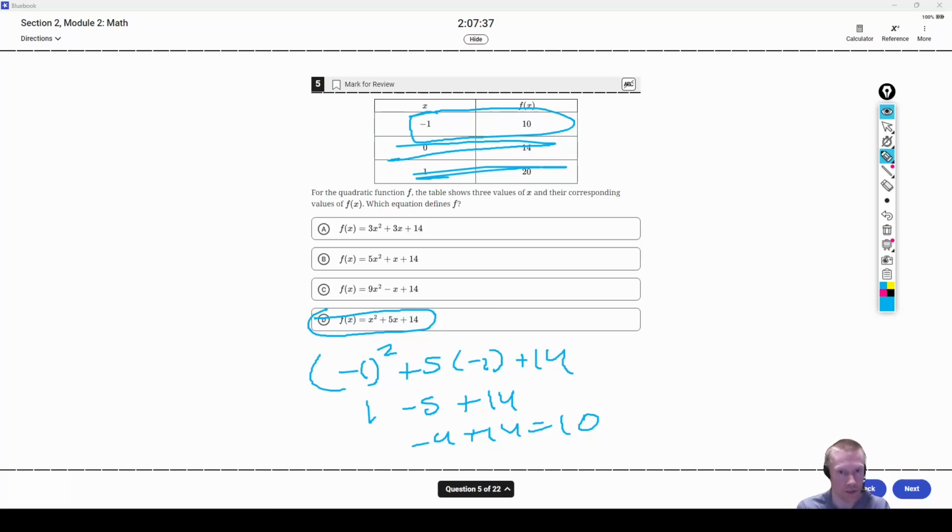If you plug negative 1 into the other equations, the other functions, they will not come out to positive 10 as the y value.